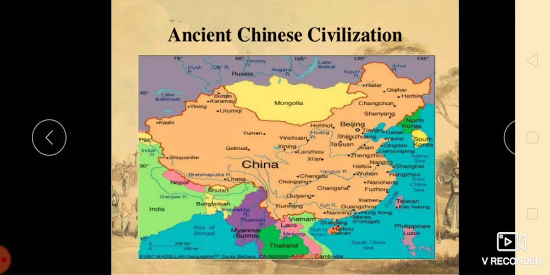Children, as we all know, China is a vast country with a huge range of terrains and climates. Within its mountains, deserts, and coastlands, and above all, the great river system of China, we have the Yellow River towards the north, and the Yangtze towards the south. All these have helped shape Chinese civilization. Now let us move on to the Yellow River region.